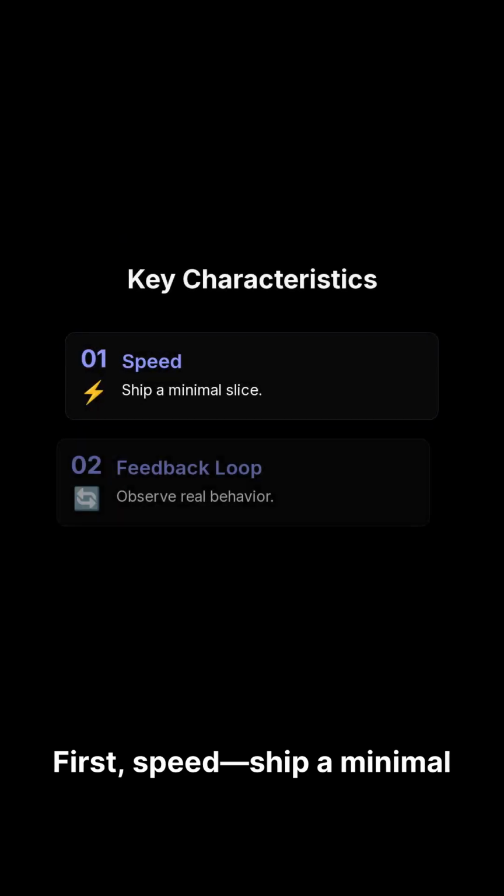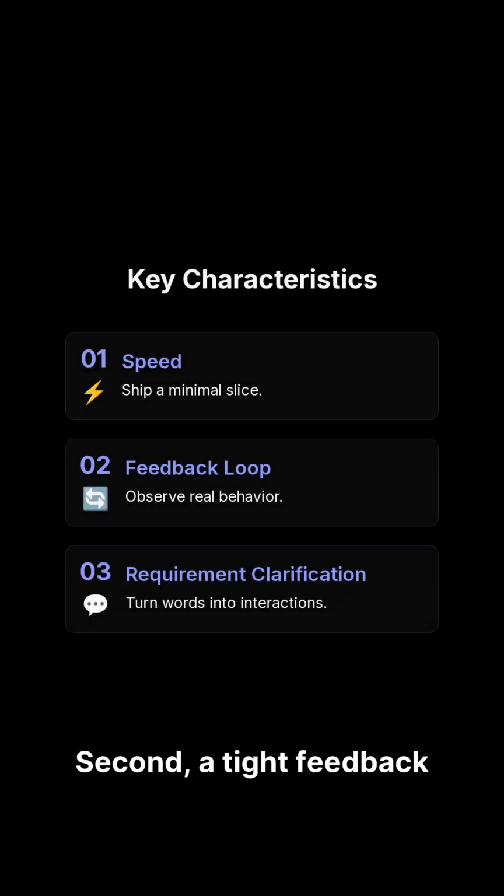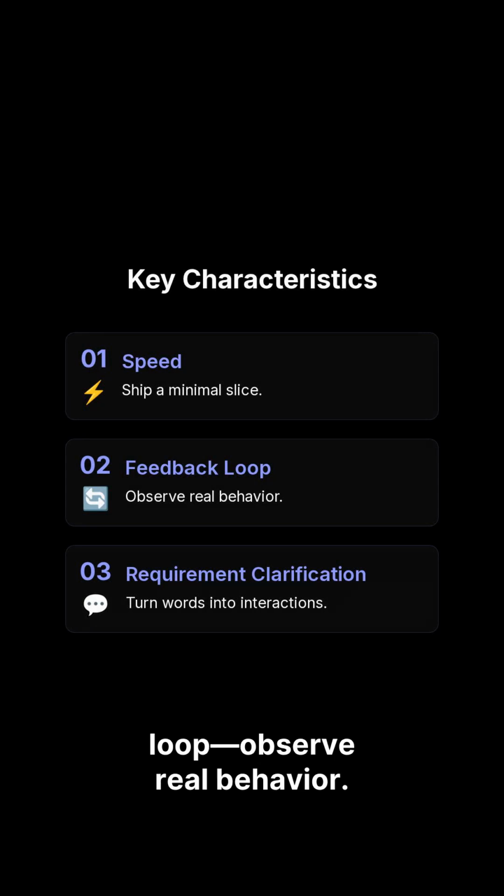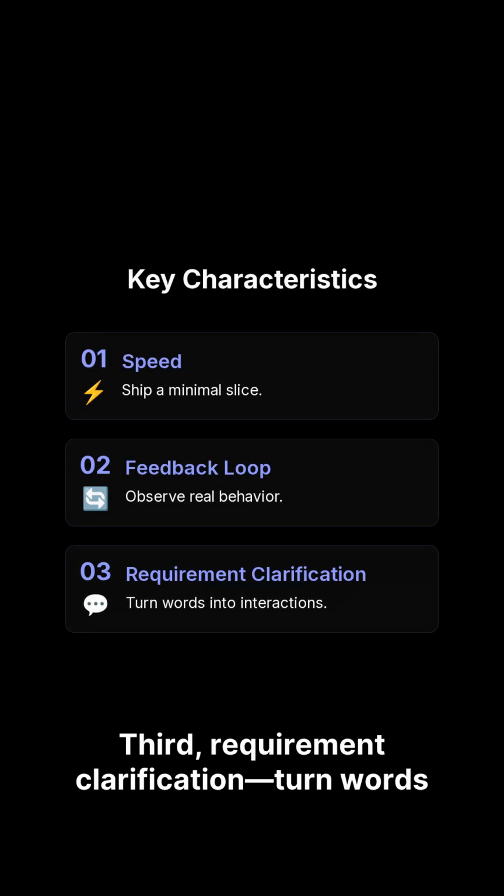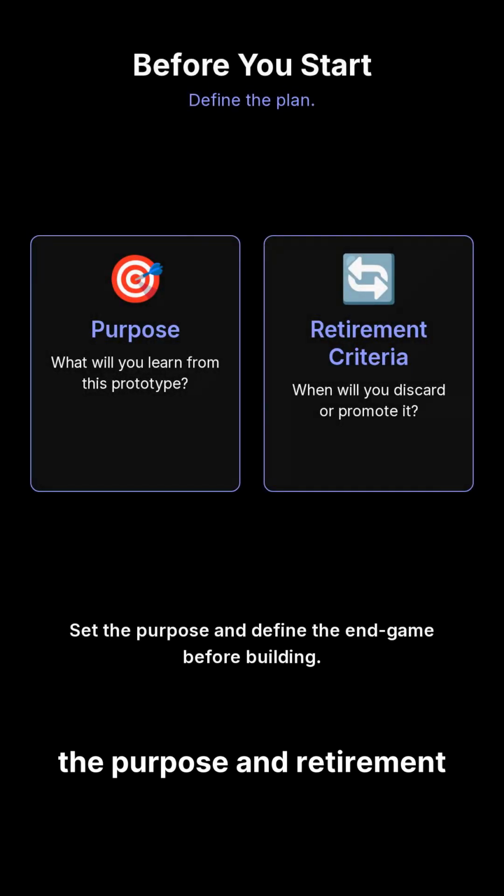First, speed: ship a minimal slice. Second, a tight feedback loop: observe real behavior. Third, requirement clarification: turn words into interactions. Before you start, define the purpose and retirement criteria: what you'll learn, and when you'll discard or promote the prototype.